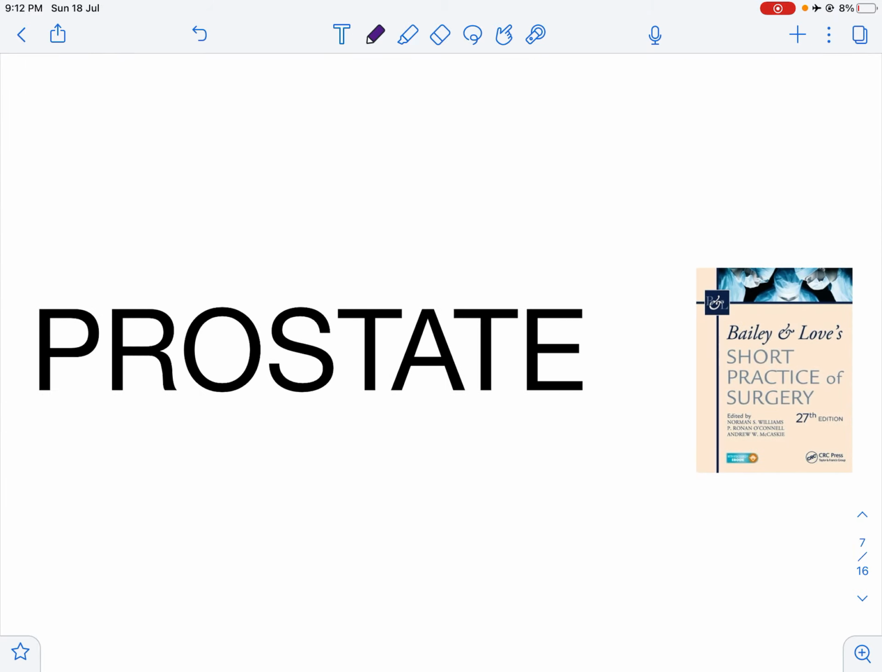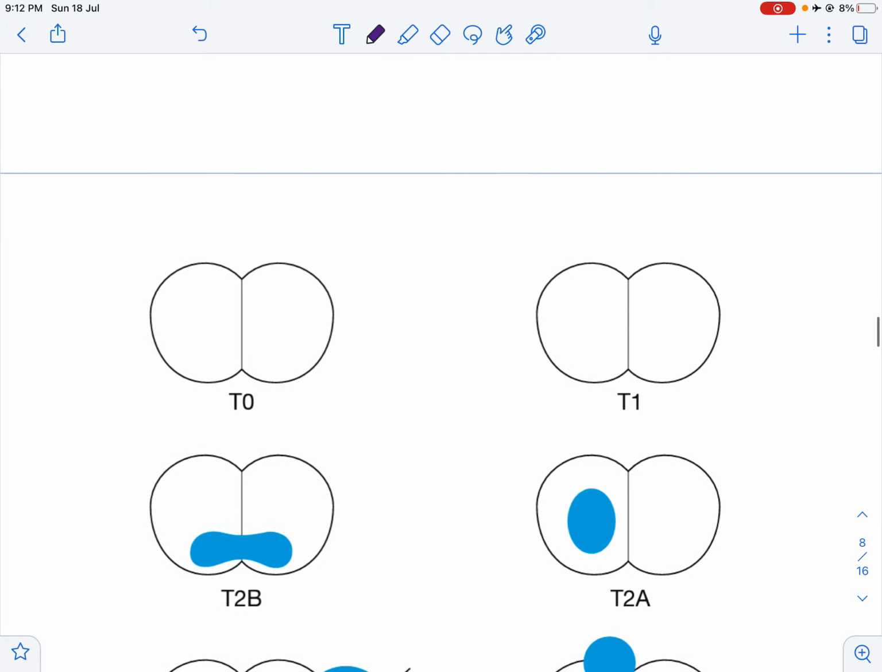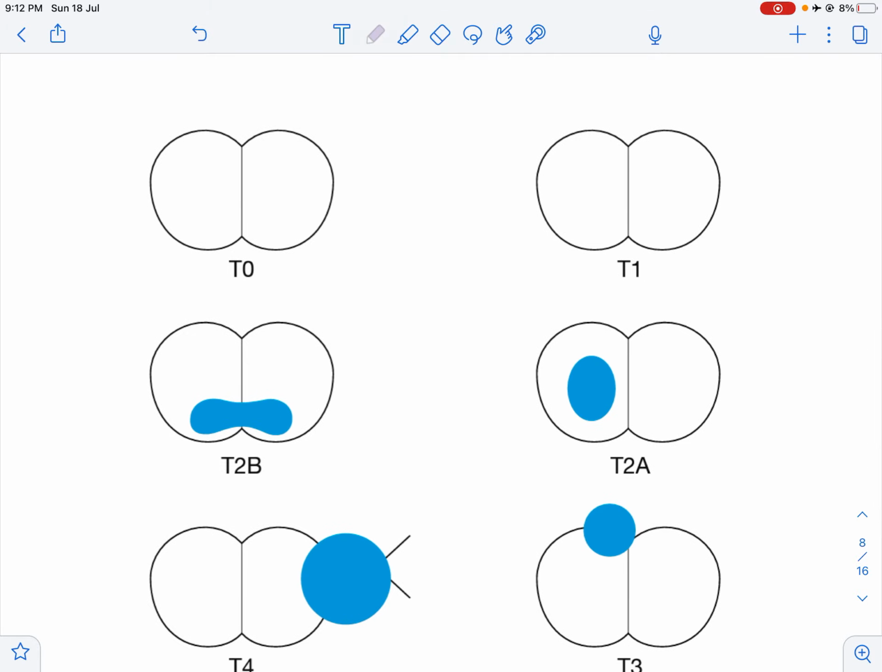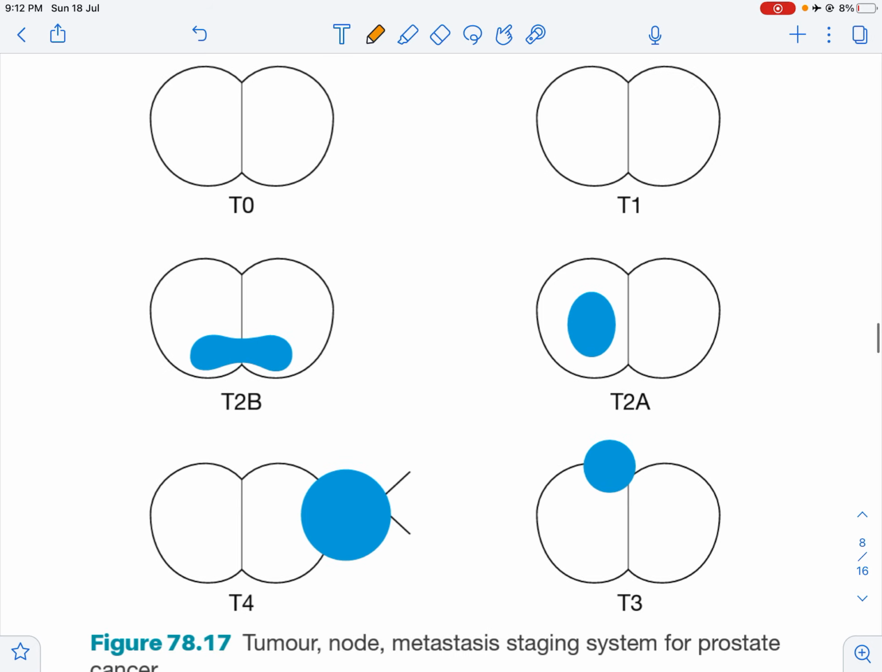Next, we'll be discussing carcinoma of the prostate. Now, carcinoma of the prostate is fairly simple. This beautiful image is taken from Bailey and Love. T0 means there is no tumor. T1 means there is an occult tumor. I'll be discussing this shortly. T2 means there's a palpable tumor. That means when you do a digital rectal examination, this tumor is palpable.